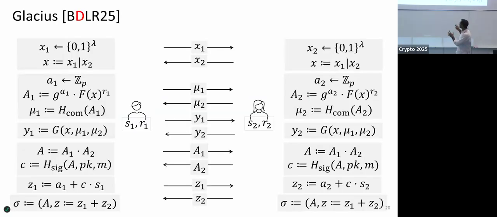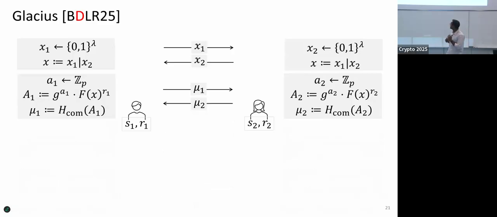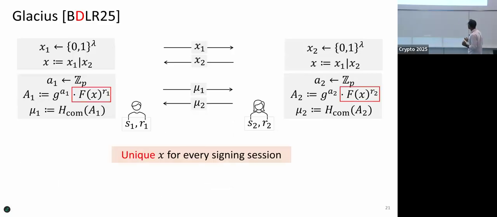We take a hard look at this 5-round scheme, and if we look at the first 2 rounds, what we see is that the proof requires that for every signing session, this input x to this function f, which is a random oracle, needs to be unique for every signing session. And this is probably one of the easiest ways to get a unique value: just exchange some random bit string.